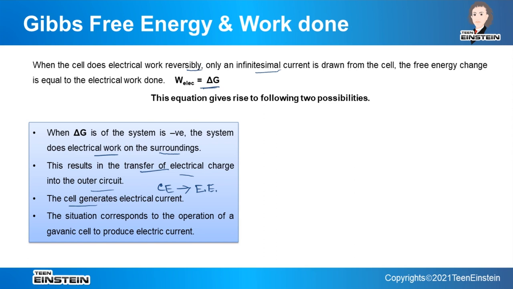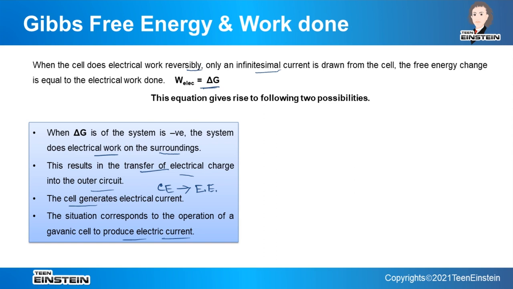Okay, so chemical energy is converted to electrical energy, and whenever we get this, you will see that W electric will be minus del G. So this situation corresponds to the operation of a galvanic cell to produce electric current. For example, the Daniel cell, where we use the zinc Zn2 plus Zn couple and the Cu2 plus Cu couple.